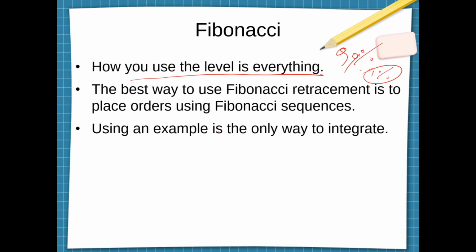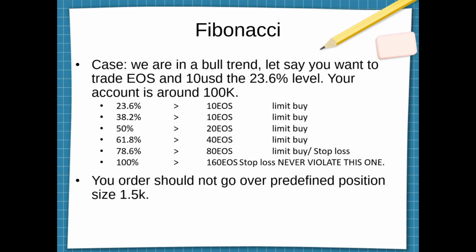Using an example is the only way to integrate this, so let's just go ahead and forward this. Say we're in a bull trend, and you want to trade EOS, and $10 is the 23% level. Your account is like $100,000, right? So you have levels like 23%, 38%, 50%, 61%, like this. Now you buy 10 EOS here, and this is where the magic happens.